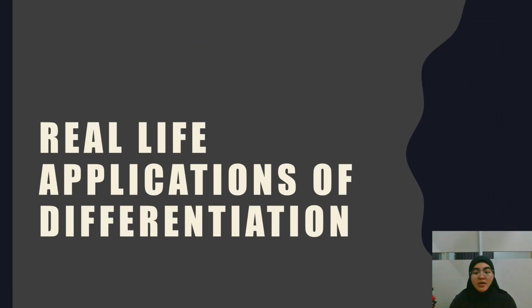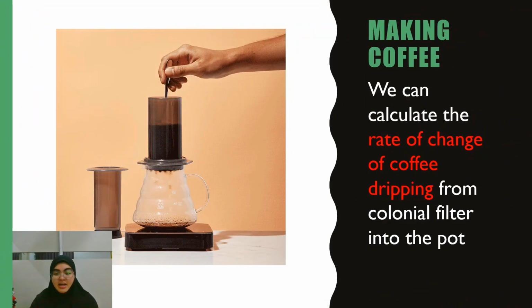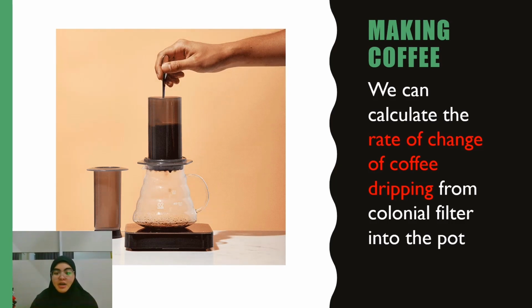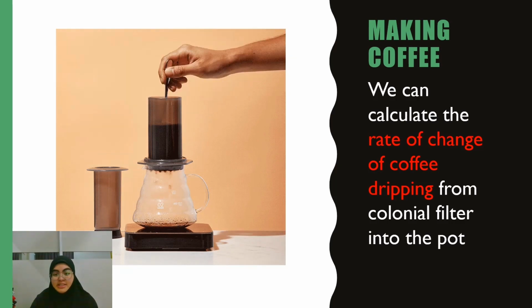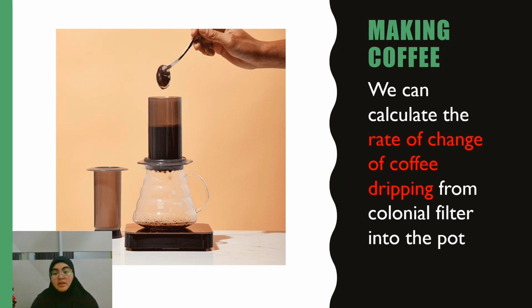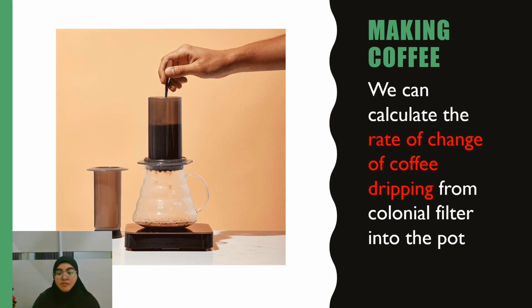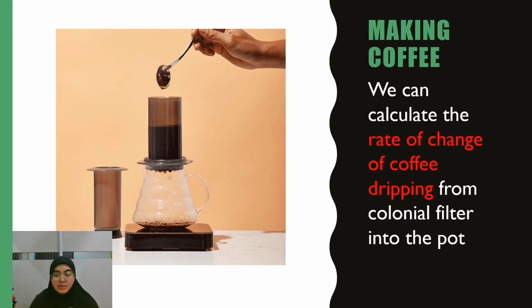Okay, so now we're going to talk about real-life applications of differentiation. As you can see in the slide, one real-life application of differentiation is making a coffee. We can calculate the rate of change of coffee dripping from the columnar filter into the pot.